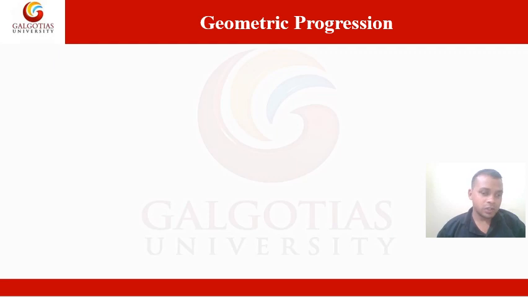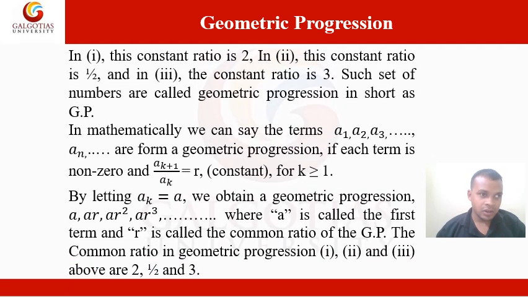So let us think about geometric progression. In the first, this constant ratio is 2, in the second this constant ratio is 1 by 2, and in the third the constant ratio is 3, and such a set of numbers is called geometric progression, in short GP.